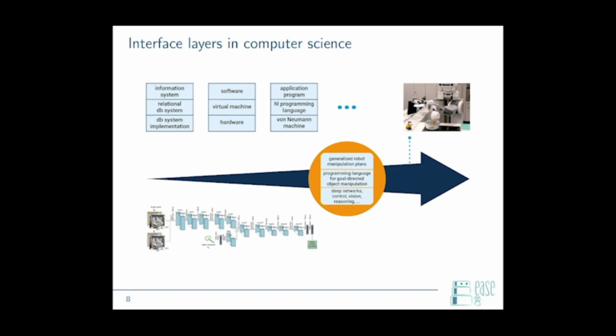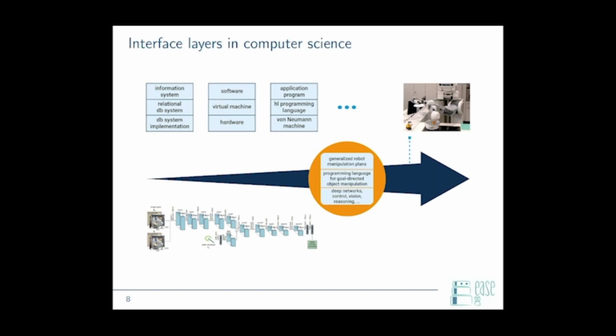The same happens with hardware and software, where we have virtual machines and high-level programming languages that abstract away from the von Neumann machine and allow application programming with more powerful mechanisms. So the question is, can we find a similar interface layer for cognitively enabled robotics, and in particular one that allows goal-directed object manipulation?